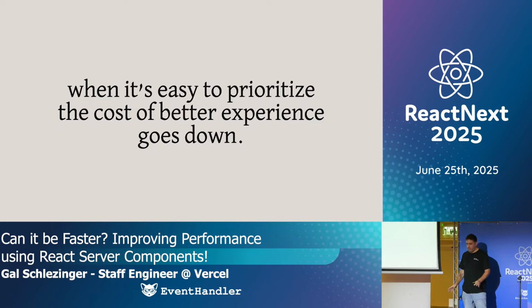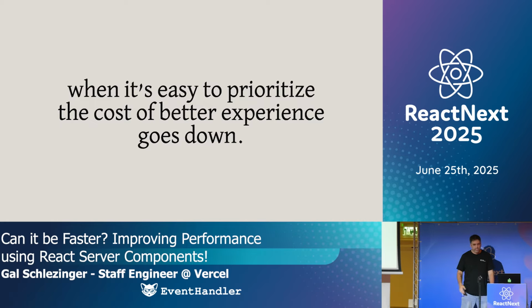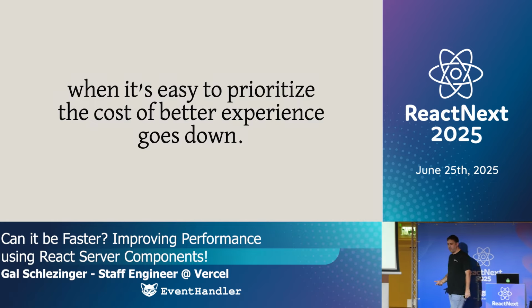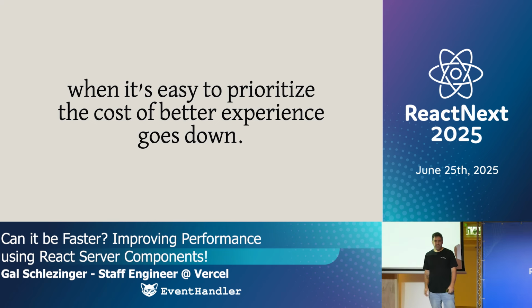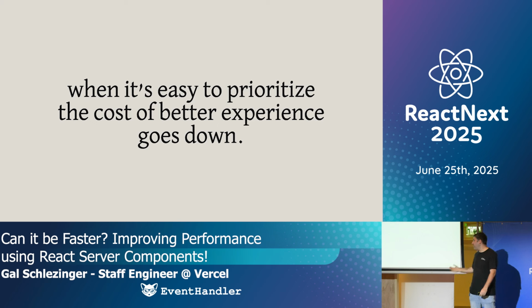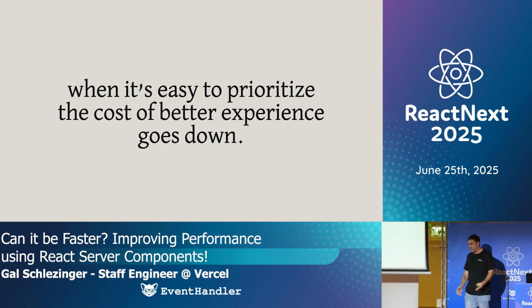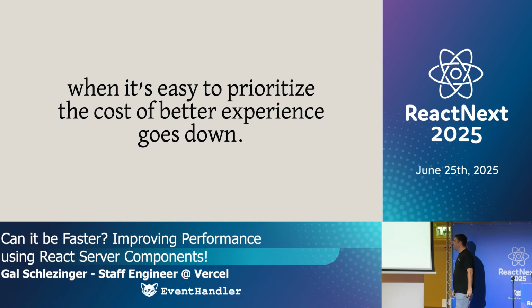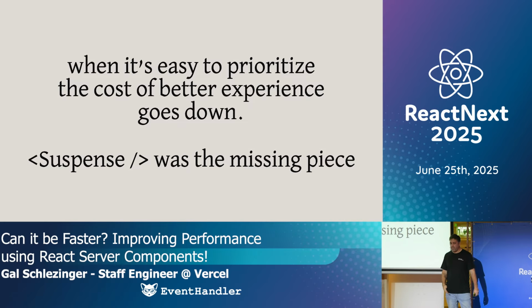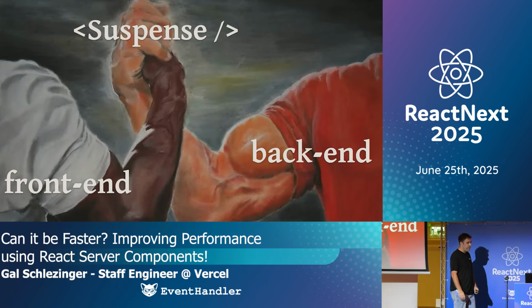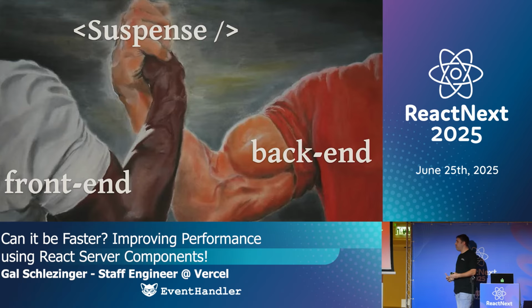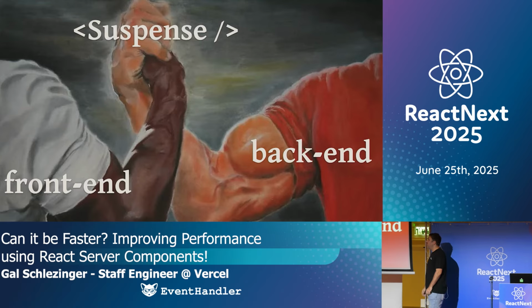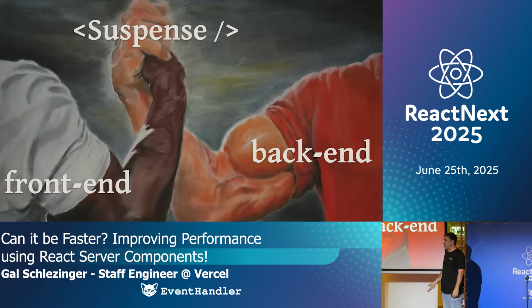So what I want you to remember from this talk is that when it's easy to prioritize, the cost of better experience goes down. This is something that you can also see on a management track in conferences, but it's also true for web apps. So we need to prioritize everything, what is important and what is less important. And Suspense was the missing piece for that, for React specifically. And the way it works is by having strong cohesion between the front end and the back end. So Suspense can only work and work well when these two work together.